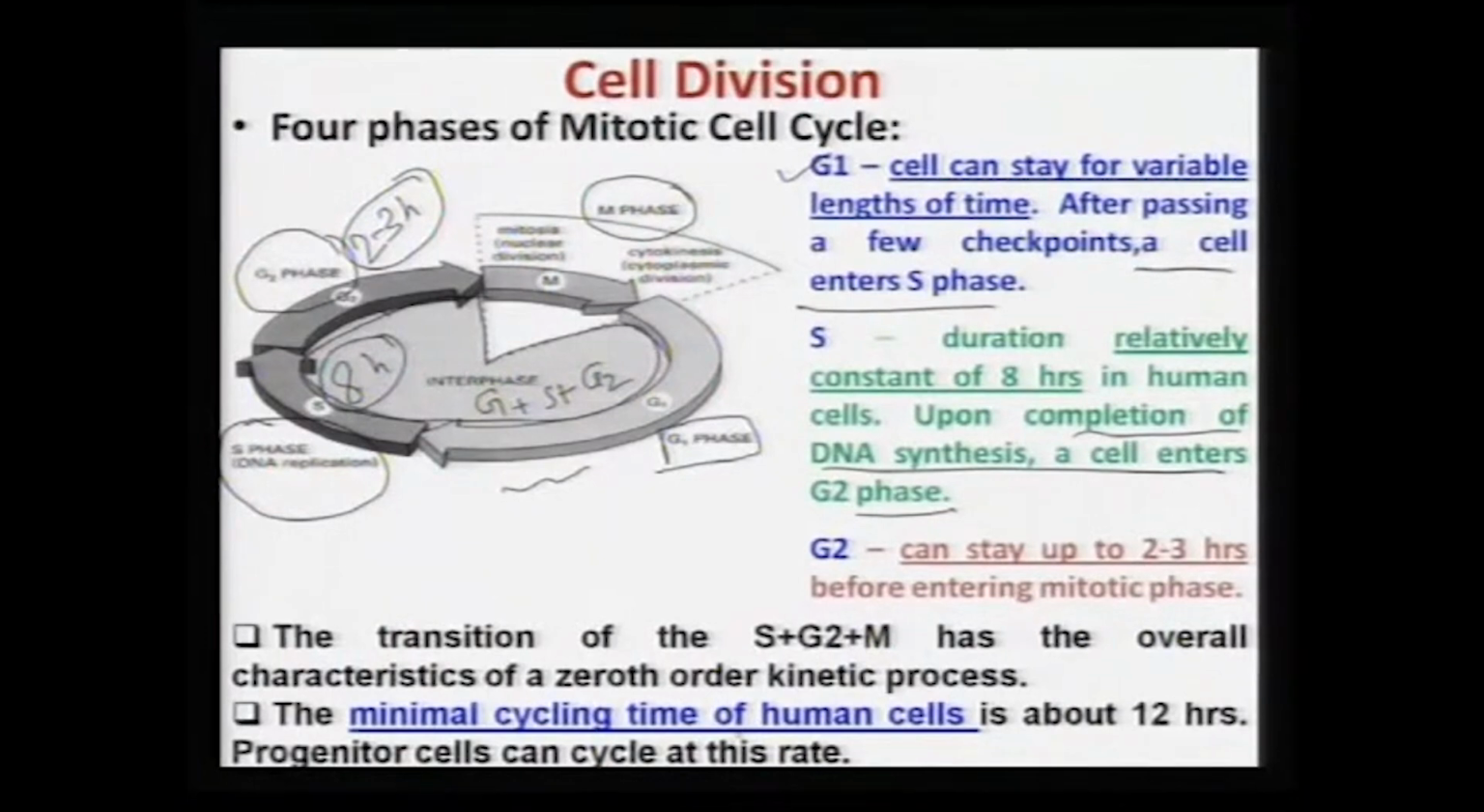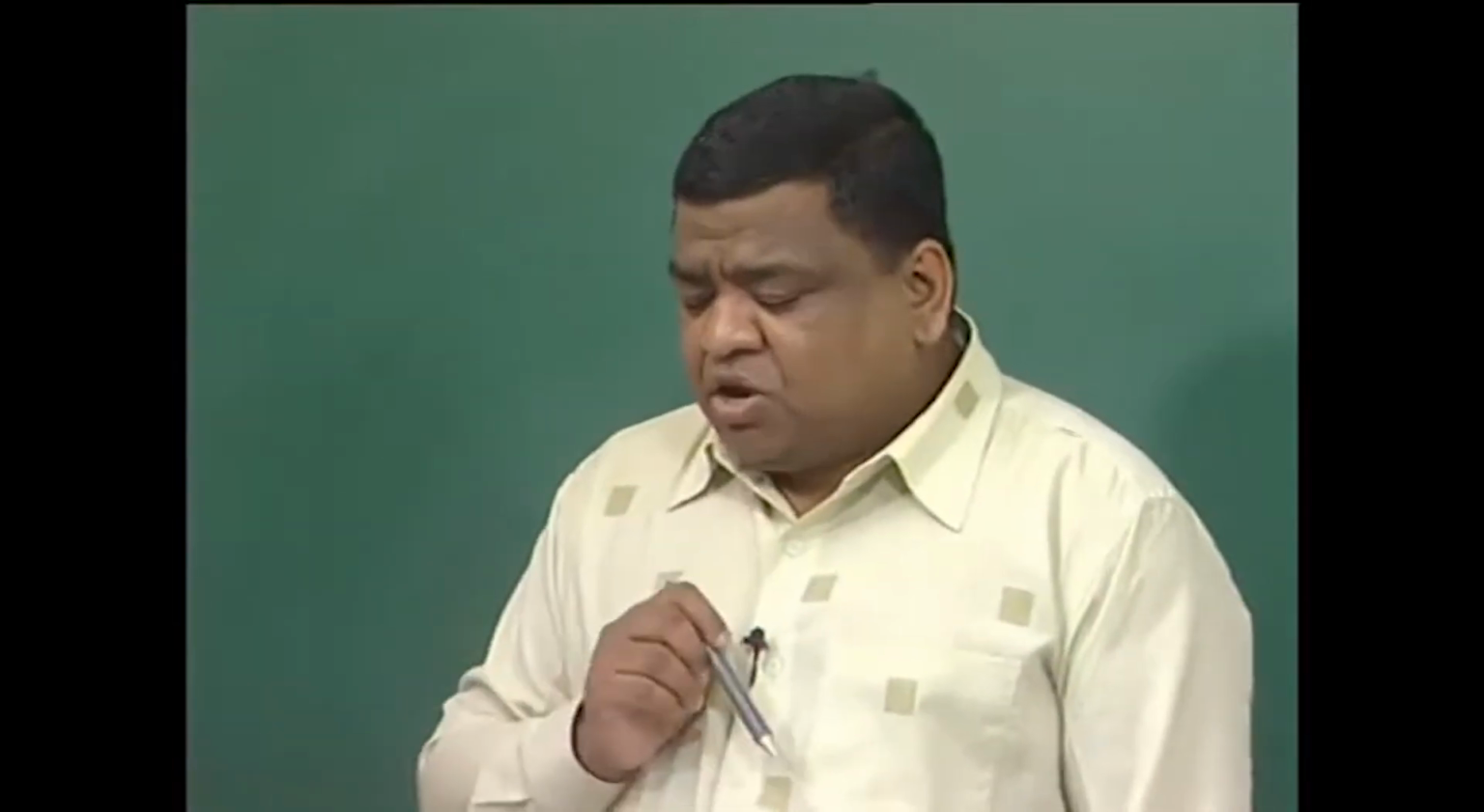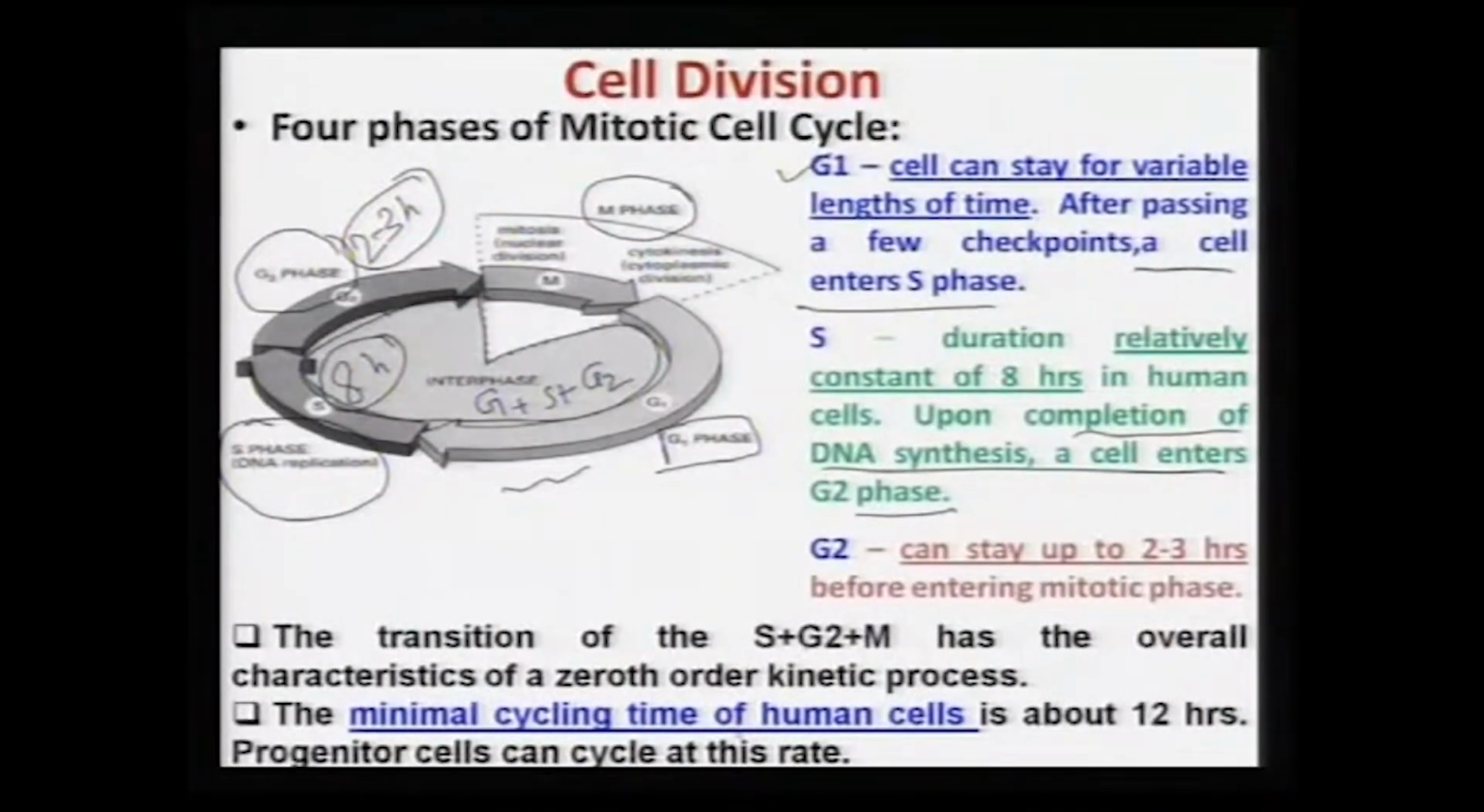Zeroth order kinetic process means that the growth process is not dependent on concentration. It depends on a certain constant, and the minimal cycling time for human cells is 12 hours. So the entire cycle time of human cells is typically 12 hours or more. S phase is 8 hours, plus 2 hours here, 10 hours. That means G1 can be 1 to 1.5 hours, and the mitosis phase is very fast, half an hour, and the total is 12 hours.